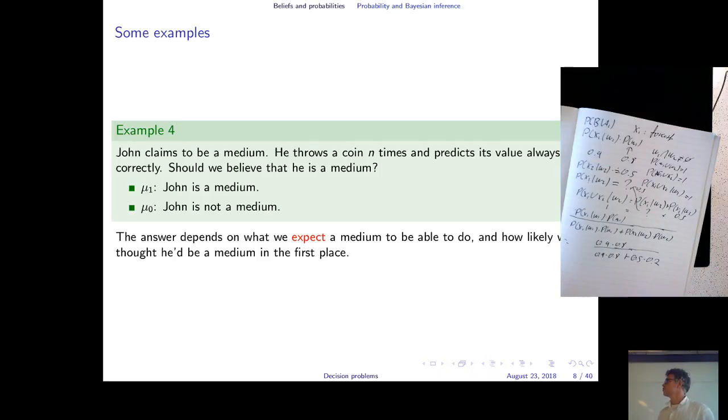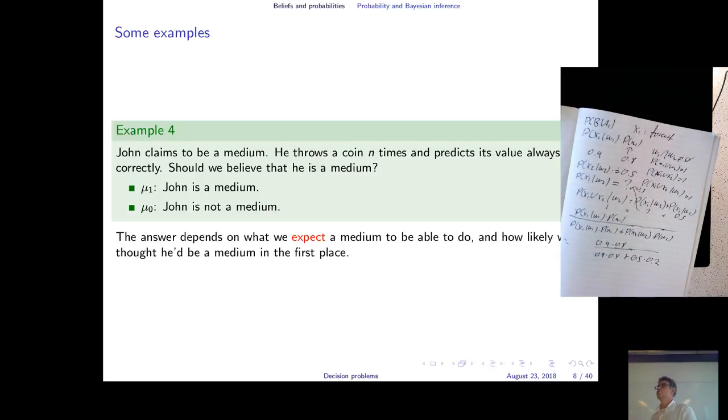What do you think? So first we have to specify 2 models. What should happen if the person is a medium and they can predict, and what should happen if they are not a medium and they cannot predict? If we do define these models, like the rat has 2 models for the maze, we have to define 2 models for what the medium can do.